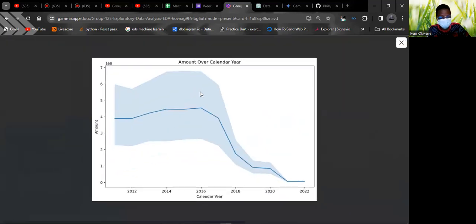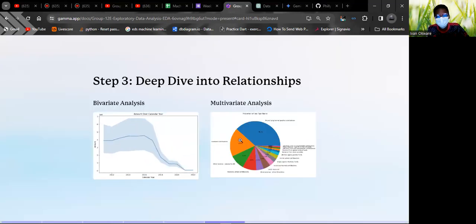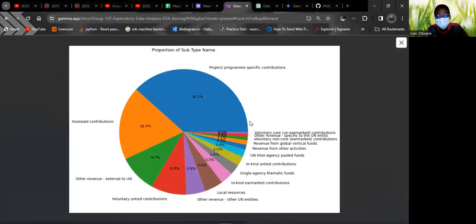Yes, this is the relationship we have realized on our data set of the amount of revenue collected over different years. As you can see, starting from 2012, 2014, 2016, 2022, the amount of revenue collected by all the different agencies in the UN has been quite decreasing. At one time, it actually increased and decreased. And there's also another analysis that we determined here, the proportion of the subtype name in a pie chart.